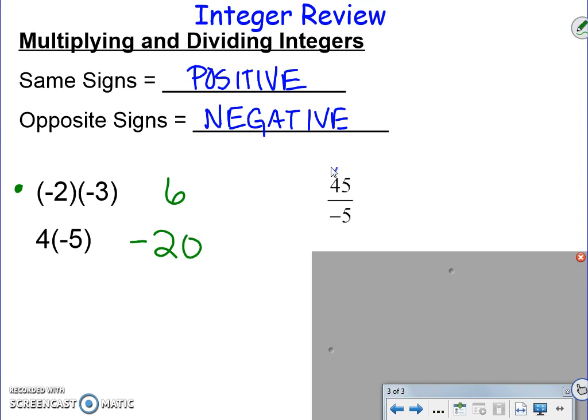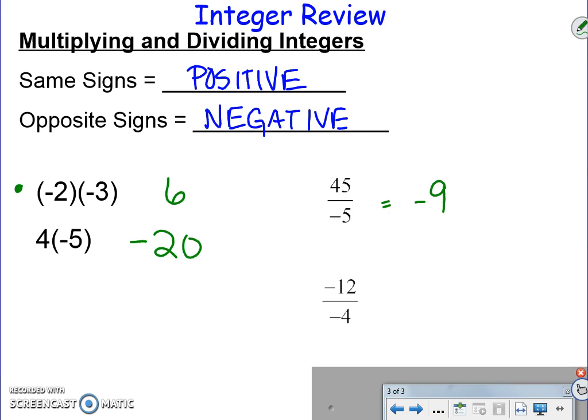So divide like normal. What's 45 divided by 5? Or how many times does 5 go into 45? It goes in 9 times. And opposite signs, 45 is positive, the 5 is negative, so that means our answer will also be negative.